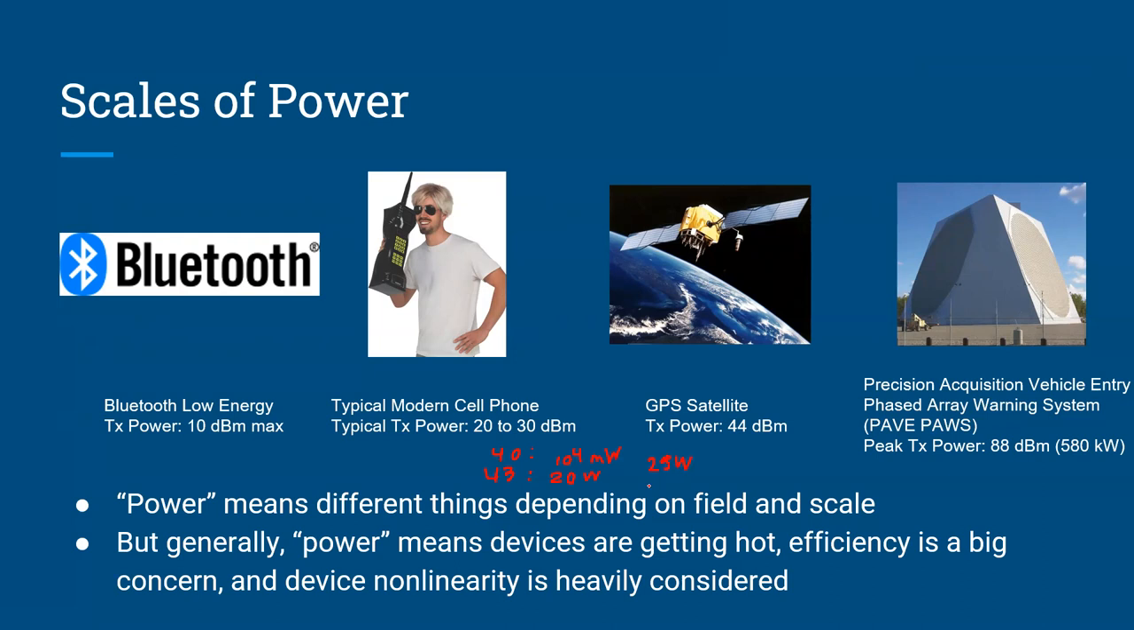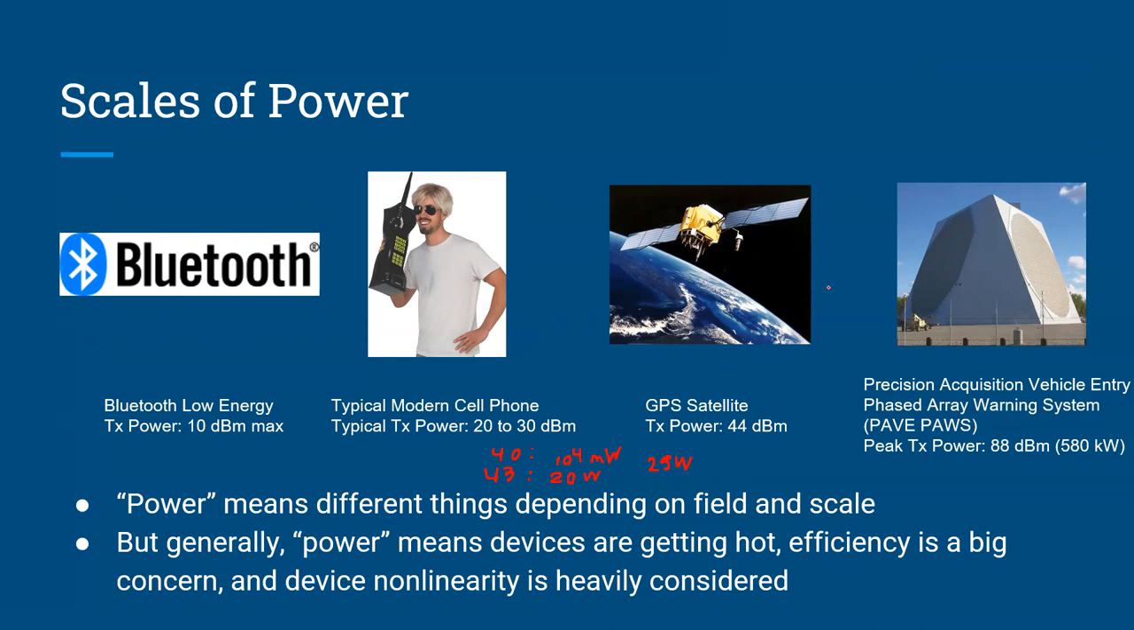So not a whole lot of power in the grand scheme of things, but satellites are usually very constrained in terms of how much power they can use, right? Because their power is basically coming from solar panels. And so they have to conserve that. But 25 watts is way more than what a cell phone's putting out.